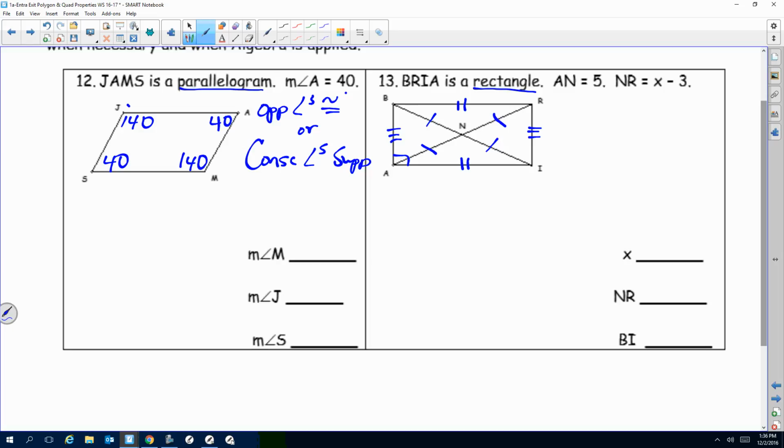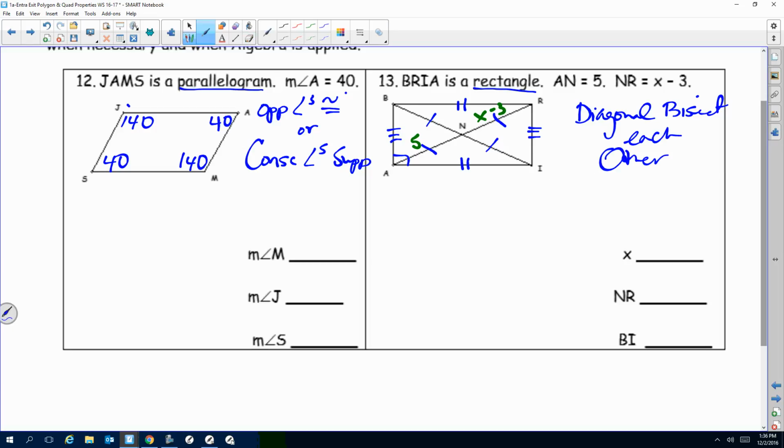AN is 5. So we're going to go ahead and label that. NR is x minus 3. I'm going to go ahead and label that one. Right now I can see right there that we have diagonals bisect each other. So I should be able to use that to set up the equation. What would our equation be? X minus 3 equals 5.